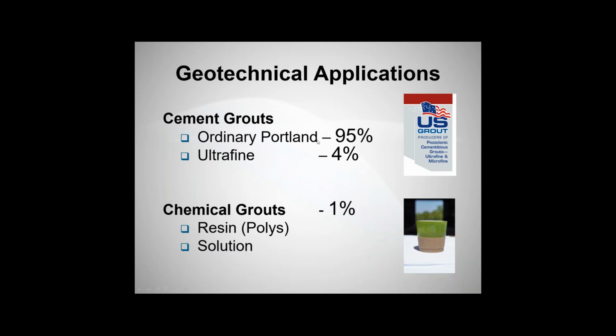So it's pretty interesting that we're looking at ordinary Portland cement. I think everybody on this call would also attest to that: 95% of the time, ordinary Portland cement gets used for deep rock grouting situations or any geotechnical application. 4% is ultrafine, and 1% really is the chemical grouts.